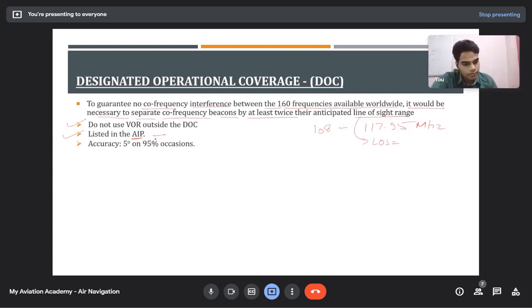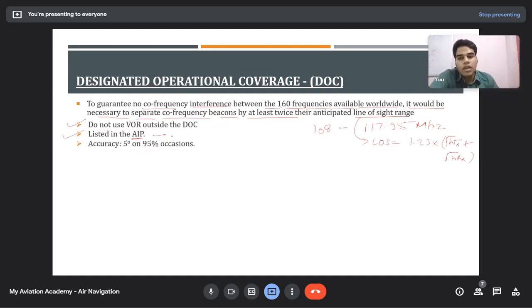Someone's saying line of sight. Yes, sorry. Line of sight is just the range formula, same thing: 1.23 times root of height of transmitter plus root of height of receiver. All right, what is AIP, guys? Does anyone know AIP? Aeronautical Information Publication, okay, good.